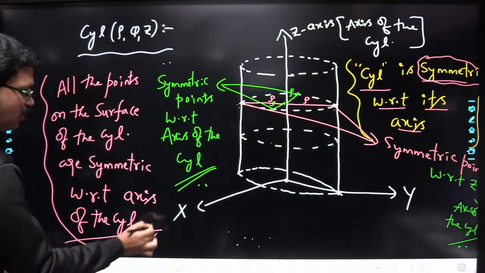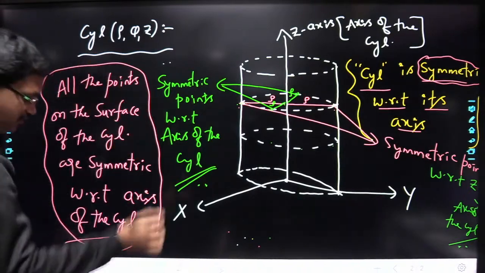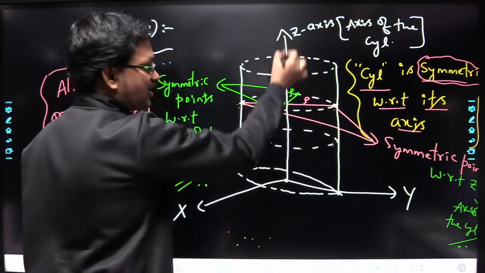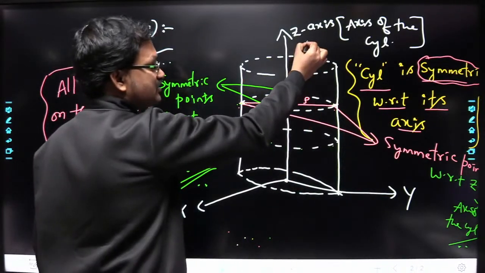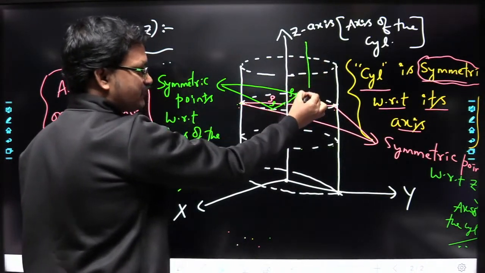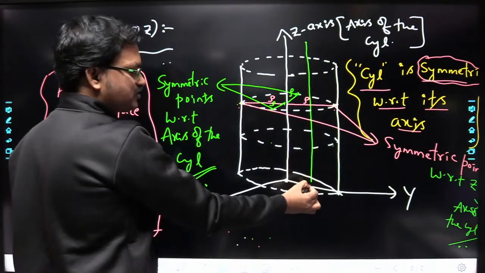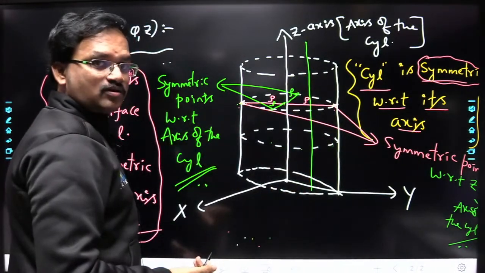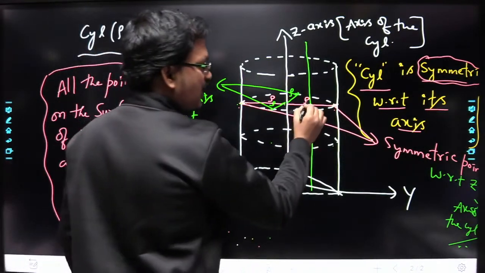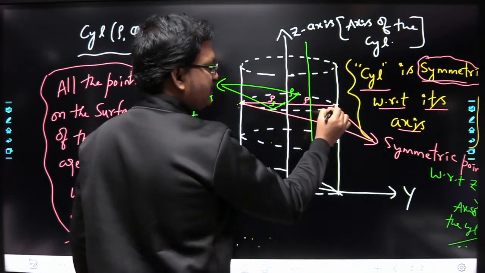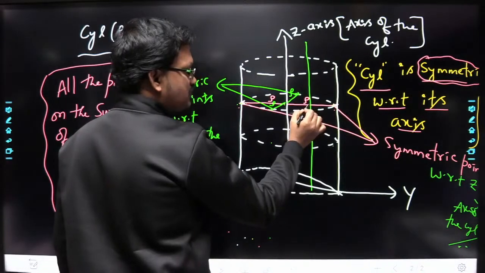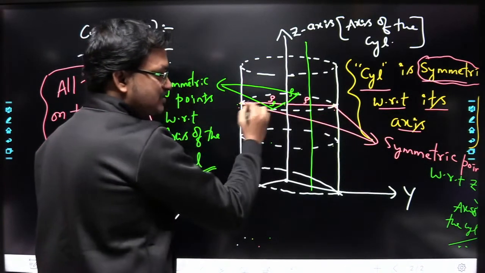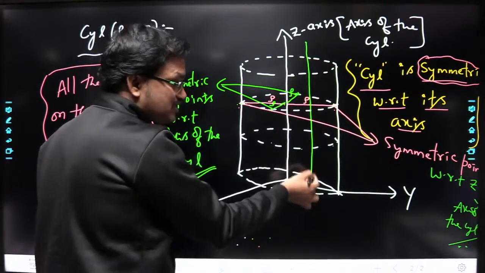This condition will not be satisfied if you consider any other line that is parallel to the z axis. Suppose I consider a line like this, then I cannot say the cylinder is symmetric with respect to this line. Yes or no? The normal distance from this line to this point is different, and the normal distance from this line to this point is different. Understood? So you cannot find the symmetric points with respect to this line.